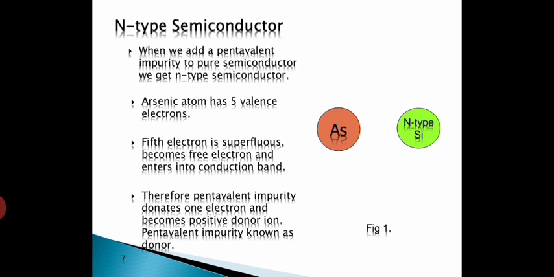N-type semiconductor. First we discuss N-type semiconductor. When we add a pentavalent impurity to pure semiconductor, we get N-type semiconductor. Arsenic atom has 5 valence electrons. Fifth electron is superfluous, becomes free electron and enters into the conduction band. Therefore, pentavalent impurity donates 1 electron and becomes positive donor ion. Pentavalent impurity is known as donor.